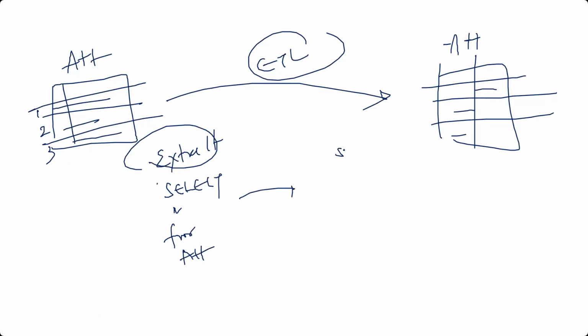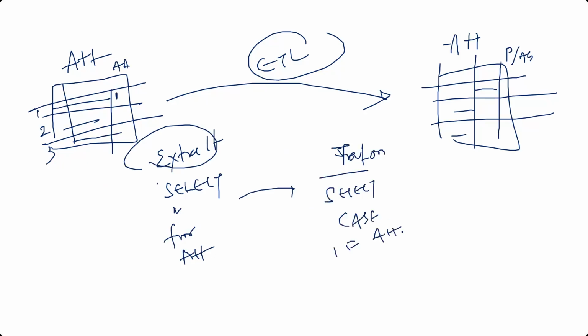And then you have transformation. What transformation do you want to do? Let's assume there is a flag called attendance, 1. Now when it comes to the attendance, you convert that column to present or absent. So in the transformation logic, you will write select case ATT, if ATT is equal to 1, then present. If ATT is equal to 0, then absent, from ATT. This is my transformation logic.